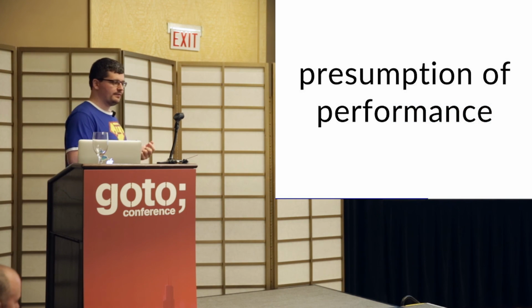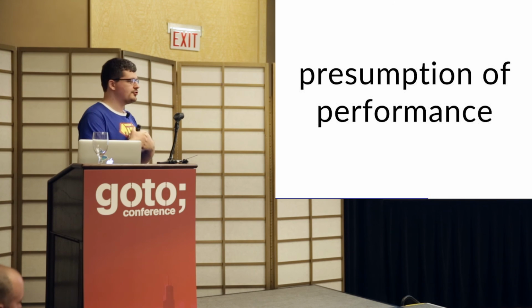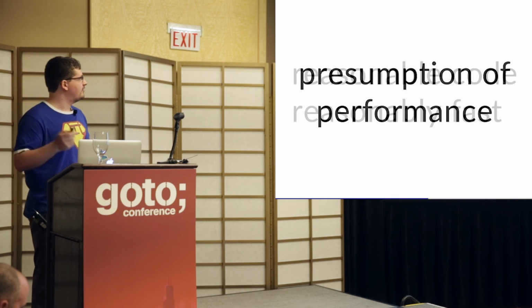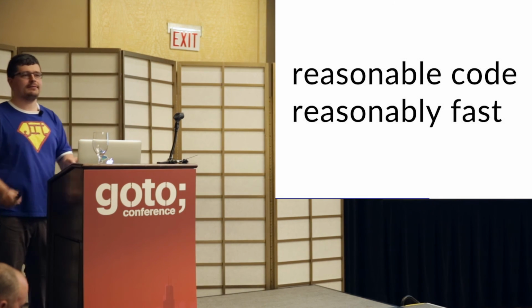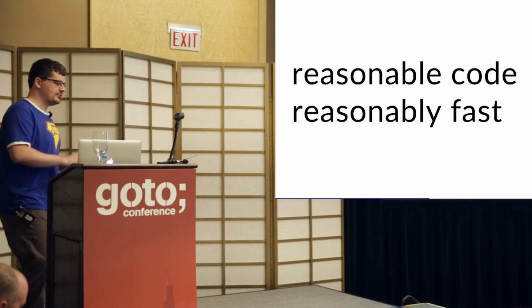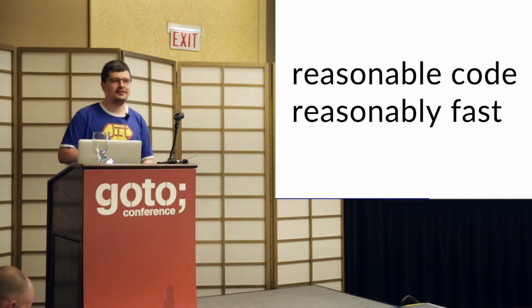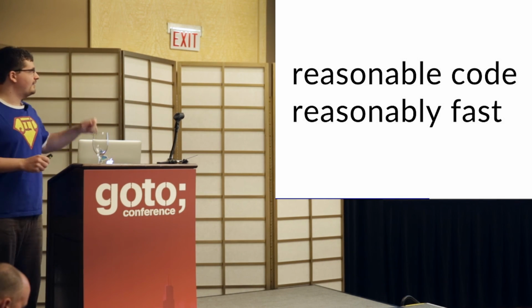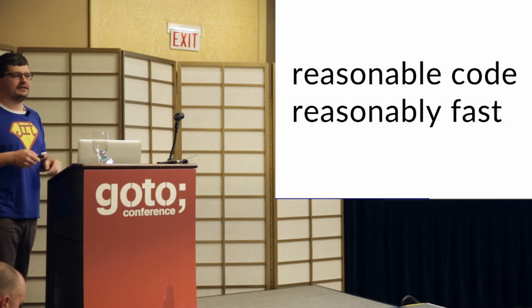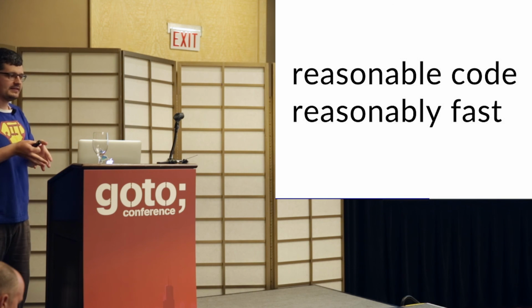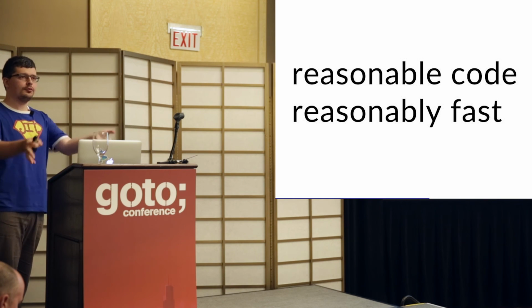The way we should think about all of this stuff is we should assume that the reasonable code we write is reasonably fast. I call this the presumption of performance, like presumption of innocence. So the VM is always innocent until proven guilty. And you prove it guilty by writing reasonable benchmarks and trying to understand what happens inside. You don't prove it guilty by just jumping to conclusions.